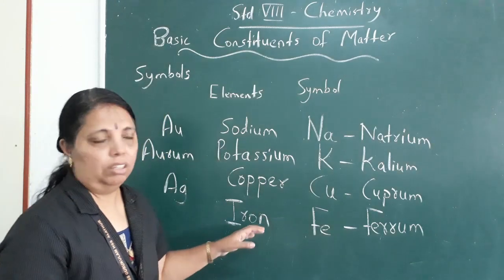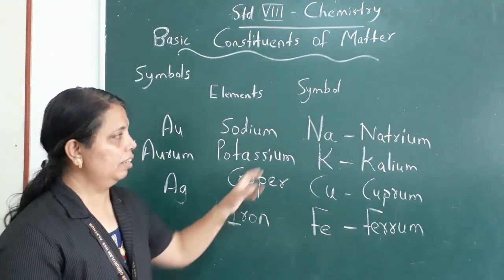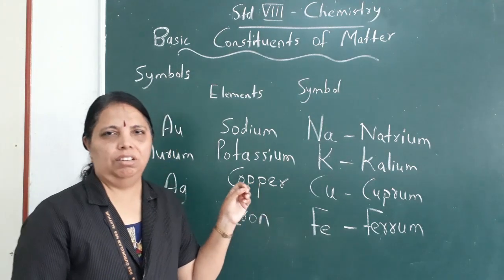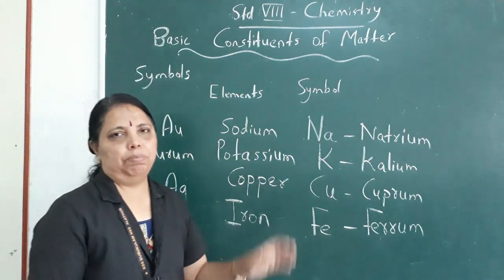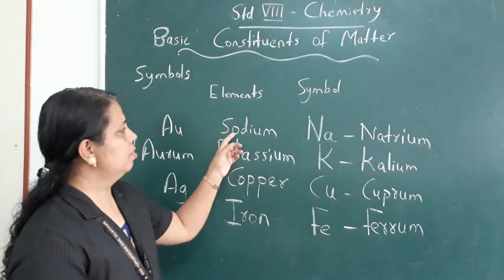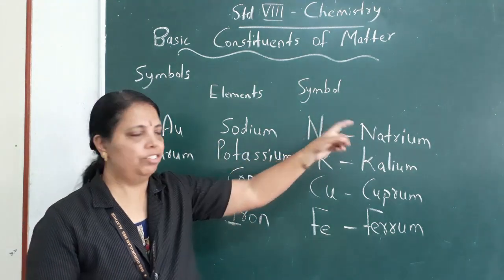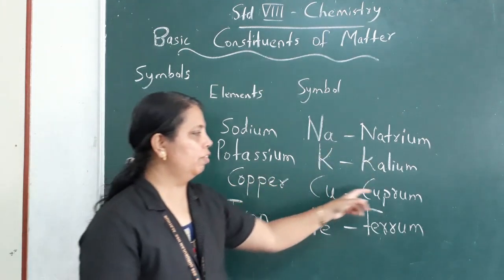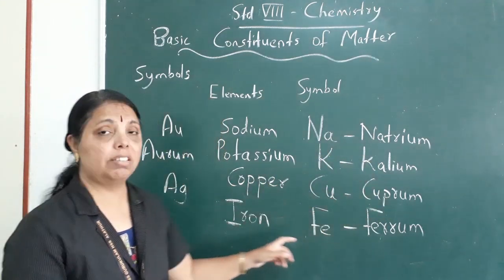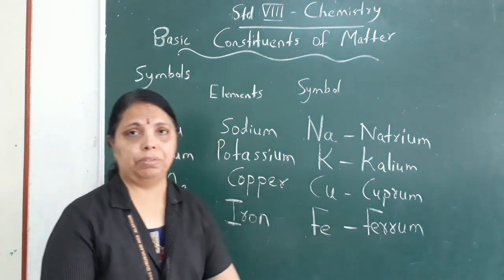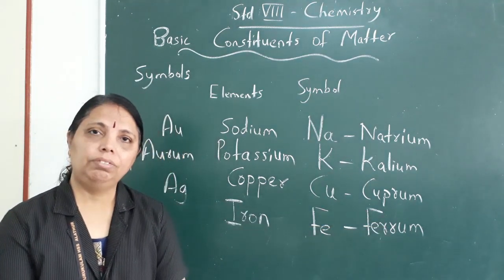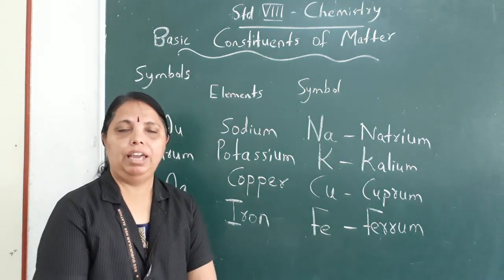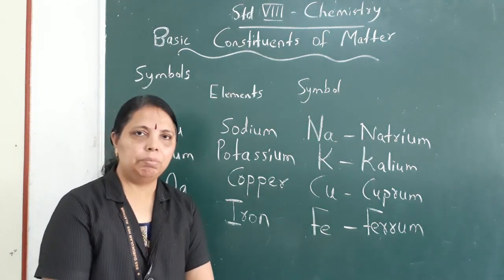But for now, these elements and the symbols are very important, always asked in the exams. So sodium, the symbol is Na from natrium, potassium it is K from kalium, copper it is Cu from cuprum, and iron it is Fe from ferrum. Clear? From the meanings also sometimes we get the symbols. Fe. Clear, my dear children?